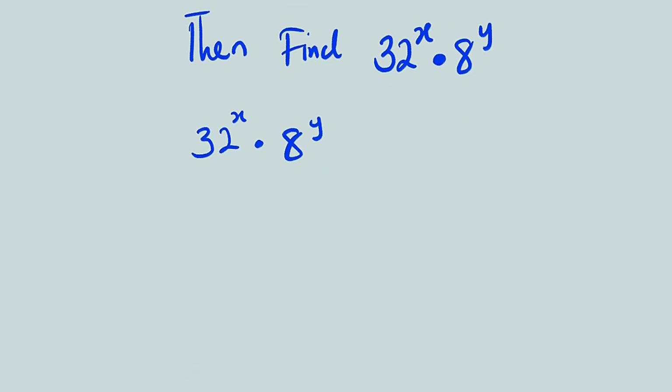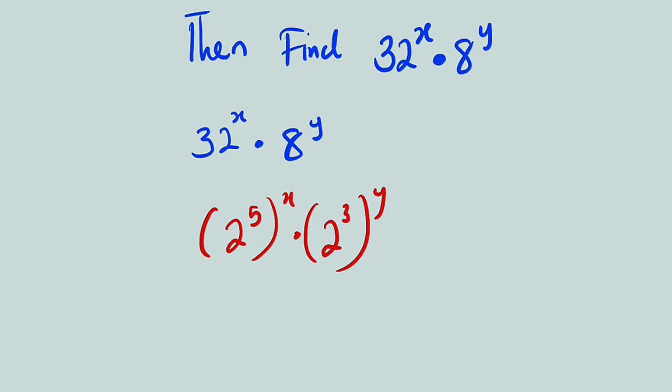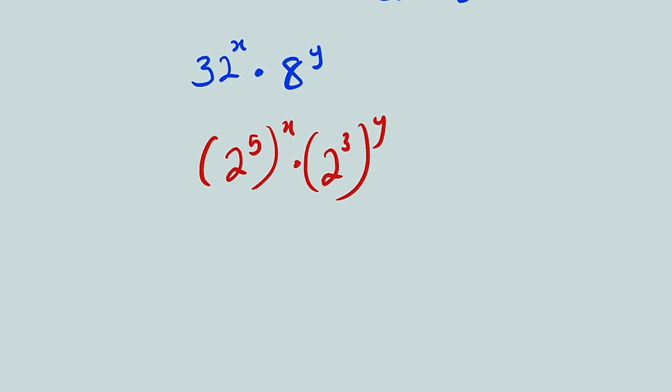You know, 32 and 8 can be expressed in a single base, which is 2. Therefore, instead of 32, we can have 2 to the power of 5, all to the power of x, multiplied by 2 to the power of 3, all to the power of y. Because 2 to the power of 5 is 32 and 2 to the power of 3 is 8. And you know that these exponents can multiply together from one of the laws of indices.